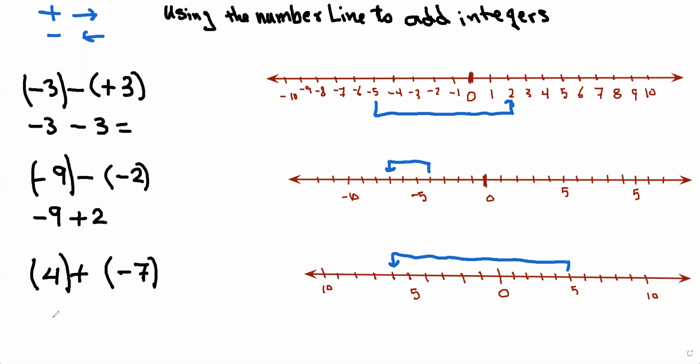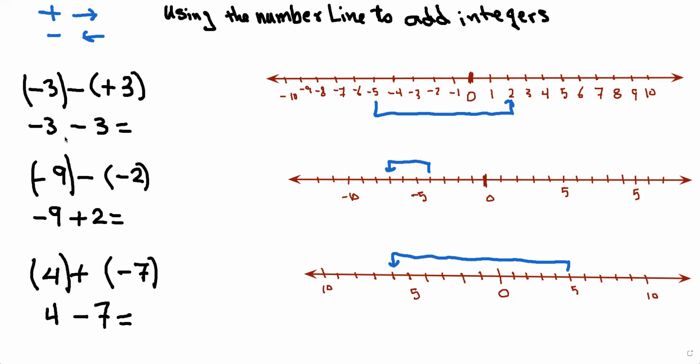And here, this bracket means nothing, so you just write 4 as is. These are plus and minus, so they are different signs. When they are different signs, they give you 4 - 7. And then you go back to your number line.